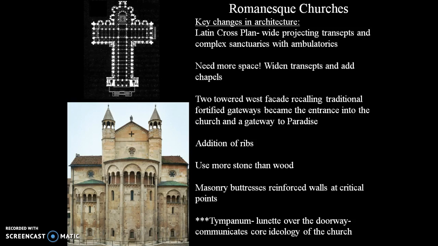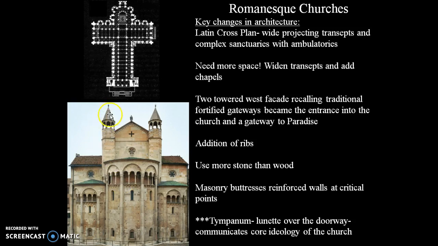The basic form of Romanesque church follows the early plans of Christian basilicas, but Romanesque builders made several key changes. One of the things they did is they widened the projecting transepts. And remember, that's actually these parts right here. So they widen these transepts, and they add complex sanctuaries with ambulatories. So you can see these ambulatories right here. They also expand the chapels, which provides space for additional altars and relics, and helps accommodate the crowds of worshipers.